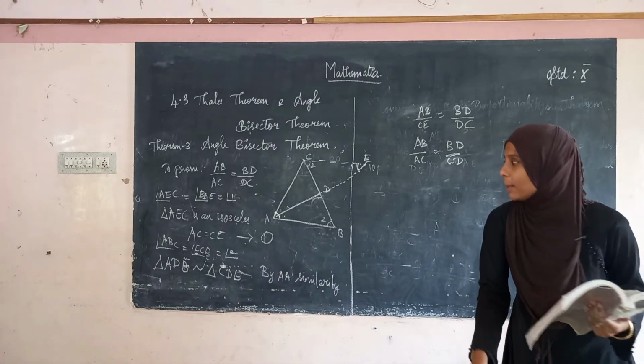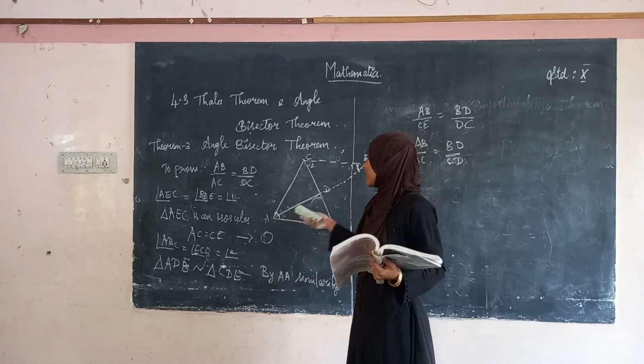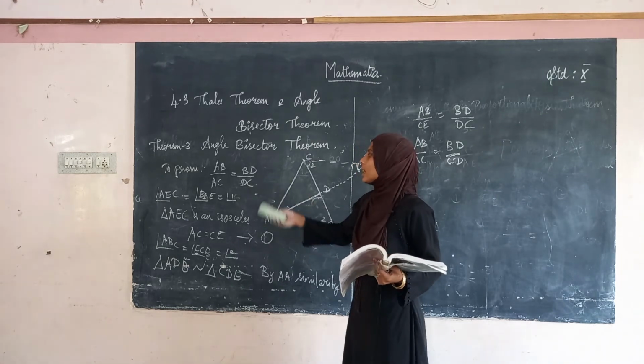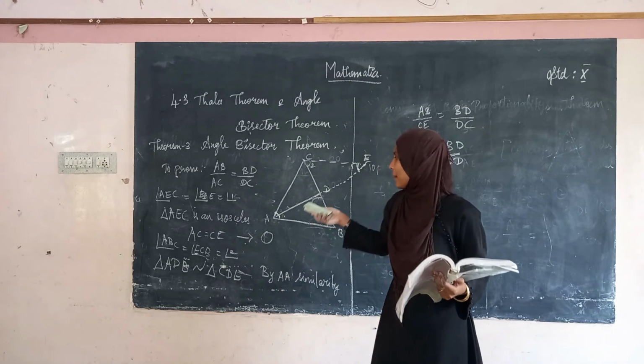So, first in the angle bisector, what did we take? If this line is an angle bisector, we proved this ratio. And now what we have to do is take this ratio and prove that this is the angle bisector line.